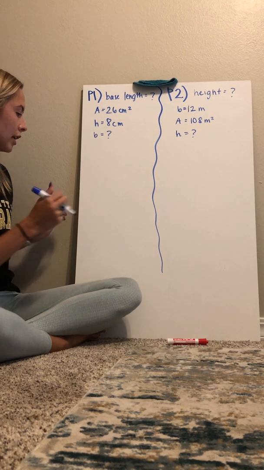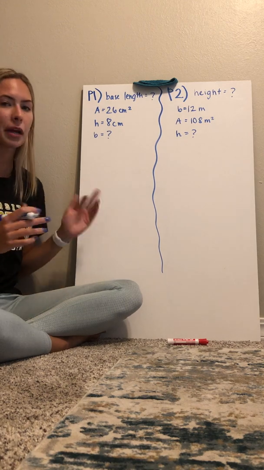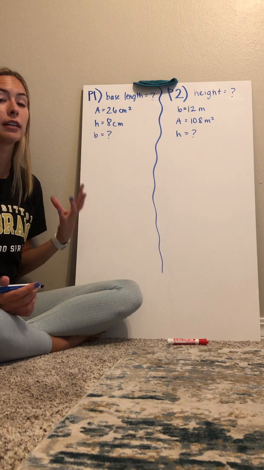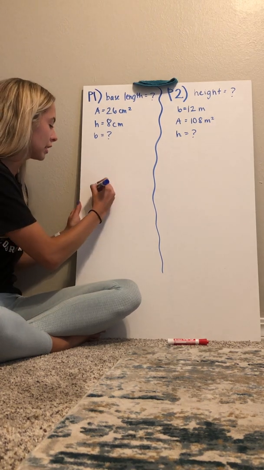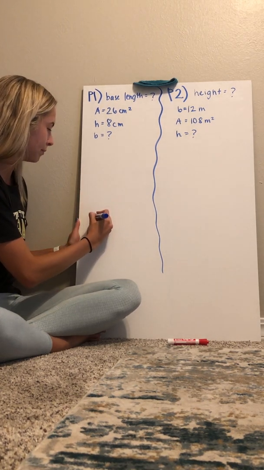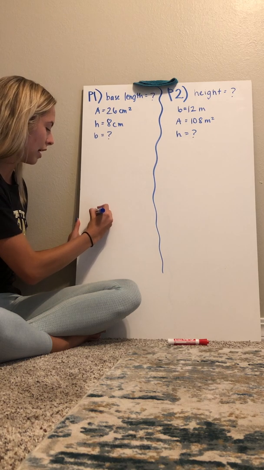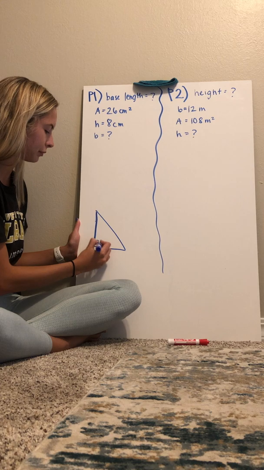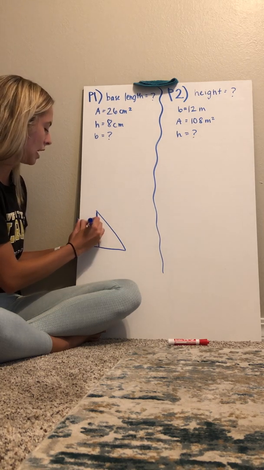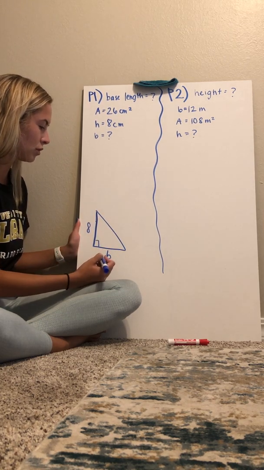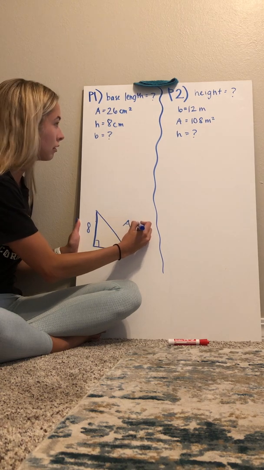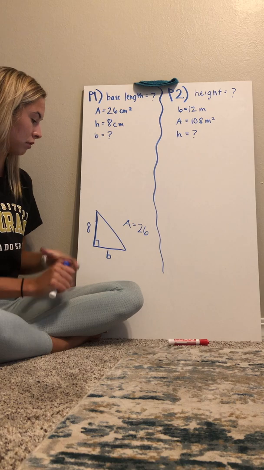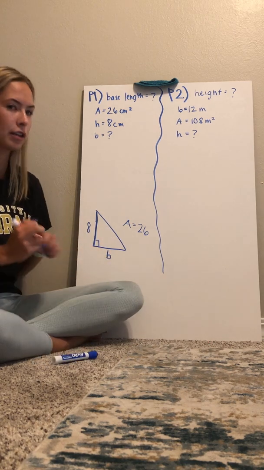If you want to, we can go ahead and draw a picture, and it doesn't matter which triangle, as long as you draw it and label it correctly. So I'm just going to make this easy for us down here. I'm just going to make it a right triangle. So we have a height of 8, base we don't know, and area equals 26. So if this helps you visualize it, then go ahead and draw it.